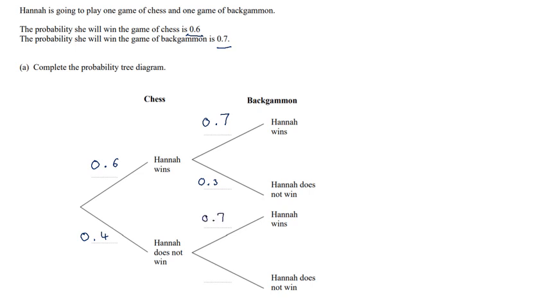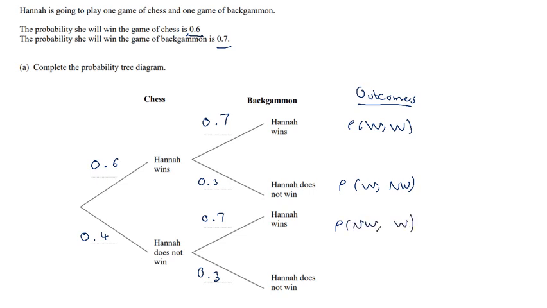Now, after that, I'm going to add this outcomes row, just because this makes it a little bit easier when it comes to answering the questions you might get. So our outcomes, we could get the probability of win, then win. We could get win, not win. We could get not win, win. And finally, we could get not win, not win.